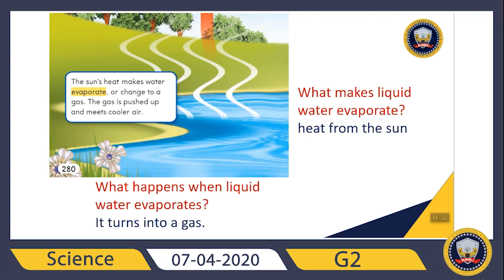Okay, see here. What makes liquid water evaporate? The heat of the sun. Yes, the water evaporates because of the heat of the sun. What happens when liquid water evaporates? It turns into a gas. So the first step in the water cycle, the heat of the sun makes water evaporate, like in this picture. Okay, let's see the second step.